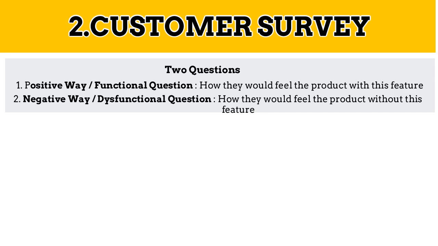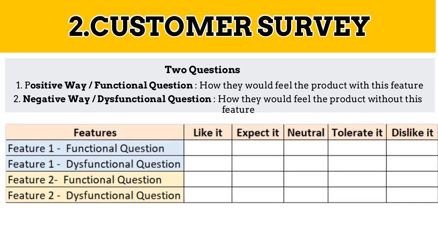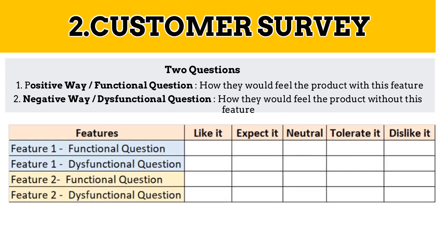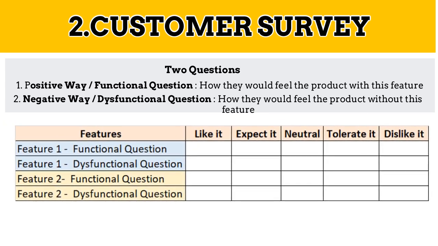You can see this table where you simply put your feature list with your positive and negative questions, and you have categorized your customers' answers like: I like it, I expect it, I am neutral, I can tolerate it, and I dislike it.